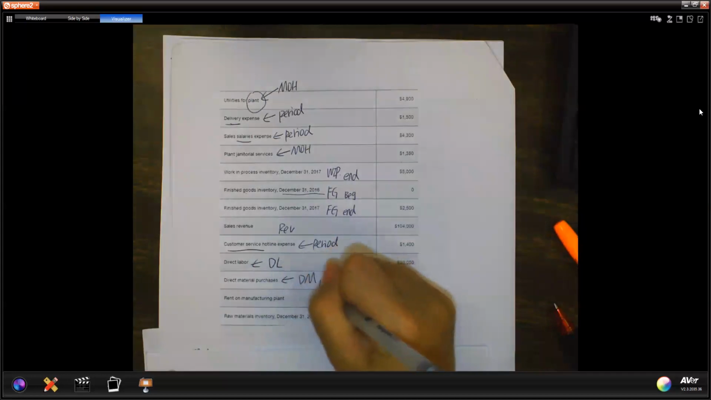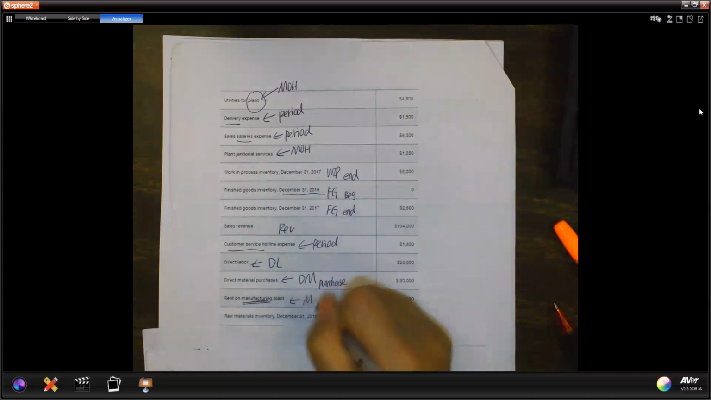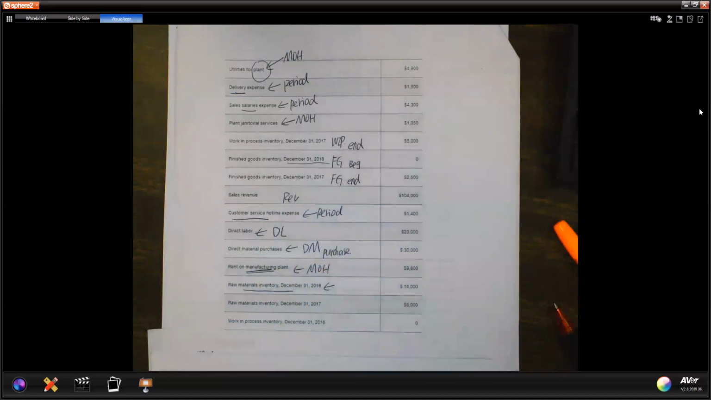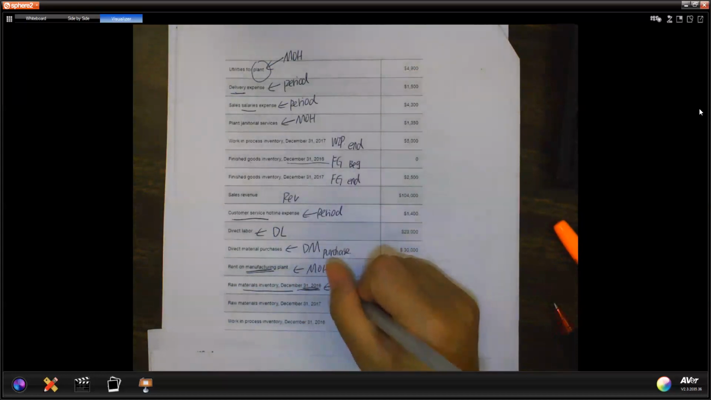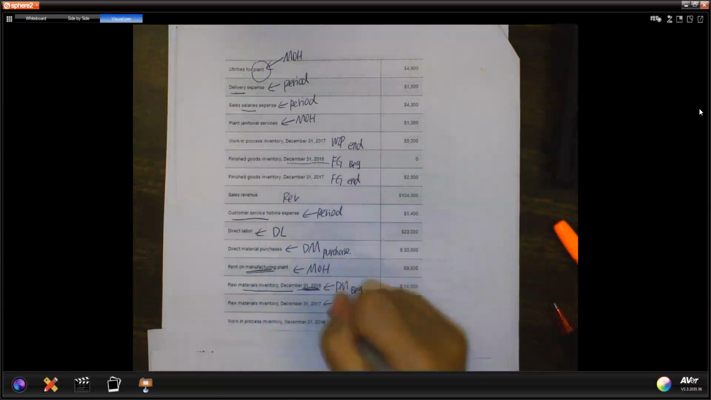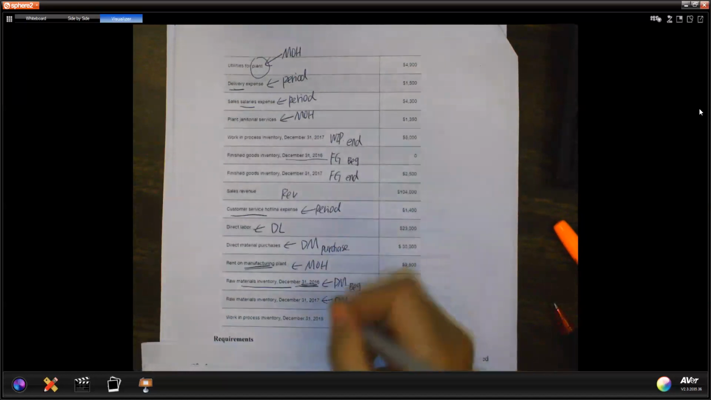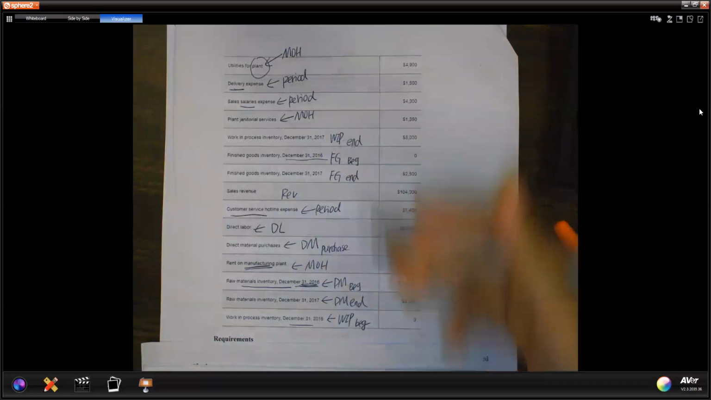And then you have direct material. So this is your direct material purchased. And then we have rent on manufacturing, so this is our manufacturing overhead. Raw material inventory, so that is your beginning of the year. So we have the raw material, direct material, at the beginning of the year. We have direct material ending inventory. Oh, that's a lot, right? And then we have our work in process at the beginning of the year. So we have all this information.